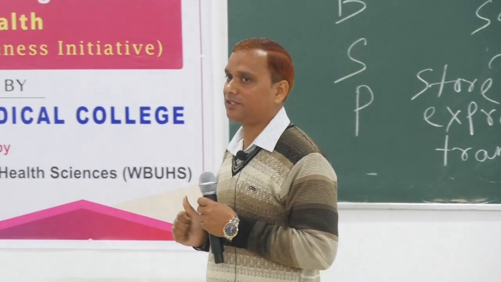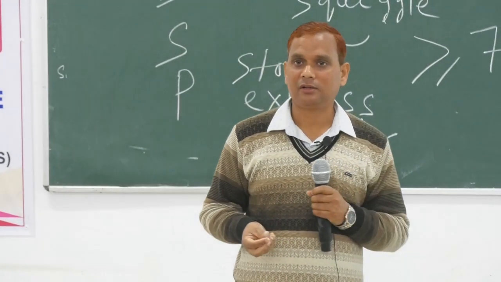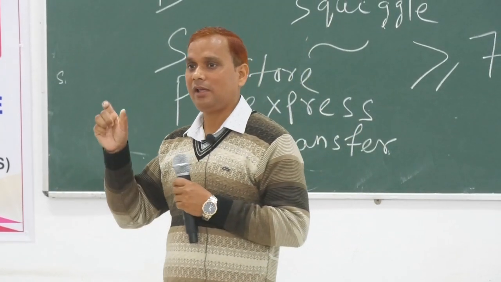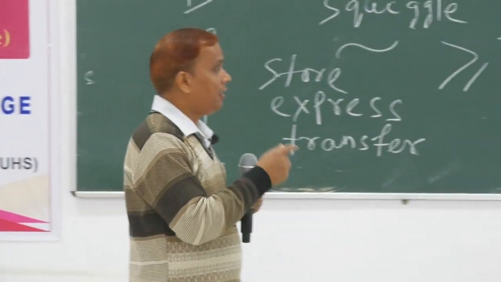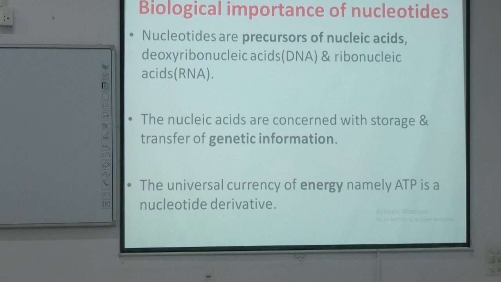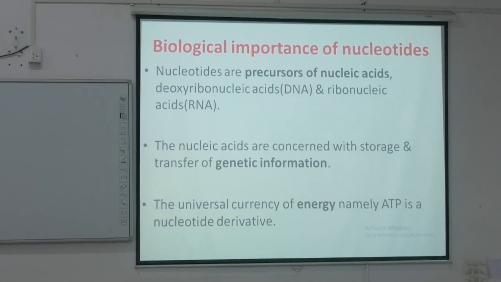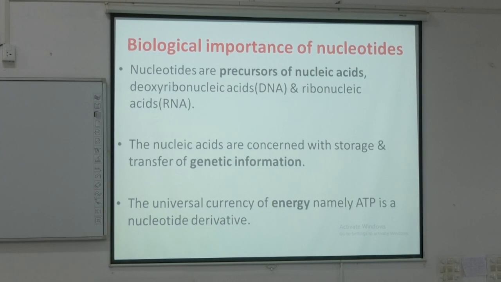In which condition or in which material will it store? It will store as a codon in genetic code. So the nucleic acids are concerned with the storage and transfer of genetic information. The universal currency of energy, namely ATP, is a nucleotide derivative.